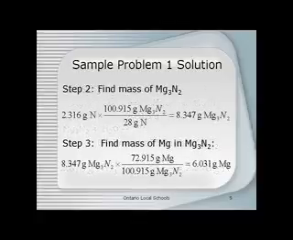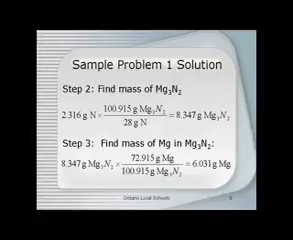Once I have the mass of nitrogen, which came exclusively from the magnesium nitride, I can find the mass of magnesium nitride by taking the 2.316 grams of nitrogen times the mass of magnesium nitride of 100.915 grams of magnesium nitride, which is the molar mass, divided by the mass of nitrogen in that molar mass of magnesium nitride, which is 28 grams of nitrogen. So what we would get here is that the 2.316 grams of nitrogen came from 8.347 grams of magnesium nitride.